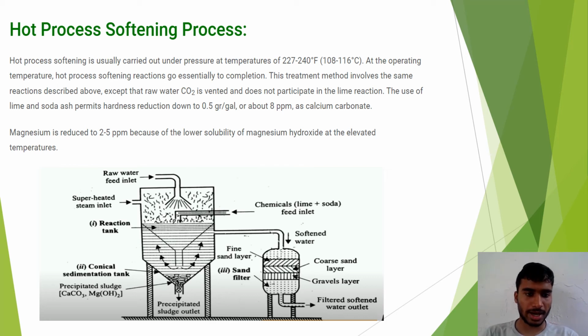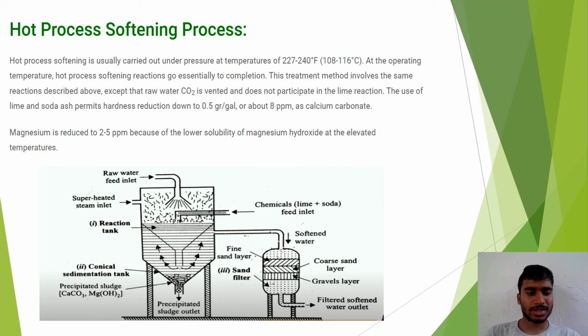This is the diagram. Here is the raw water feed inlet, and this is the superheated steam inlet. Over here, the reaction tank is this. These are the chemicals, that is lime plus soda feed inlet. Chemicals like lime and soda come from this inlet.